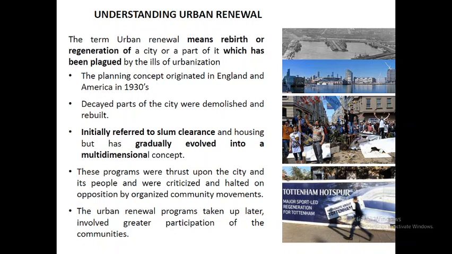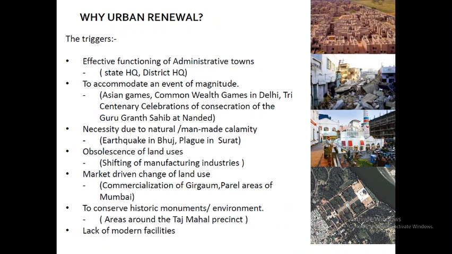So urban renewal programs cannot be done only by the designers or by authorities or planners. It requires the full support and participation of the communities who are involved in this area. So urban renewal is required because of certain reasons. For example, there are some catalysts which cause an immediate requirement of urban renewal.